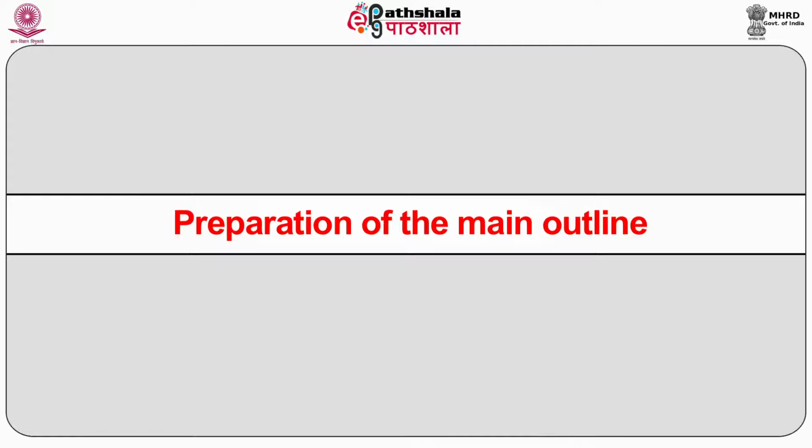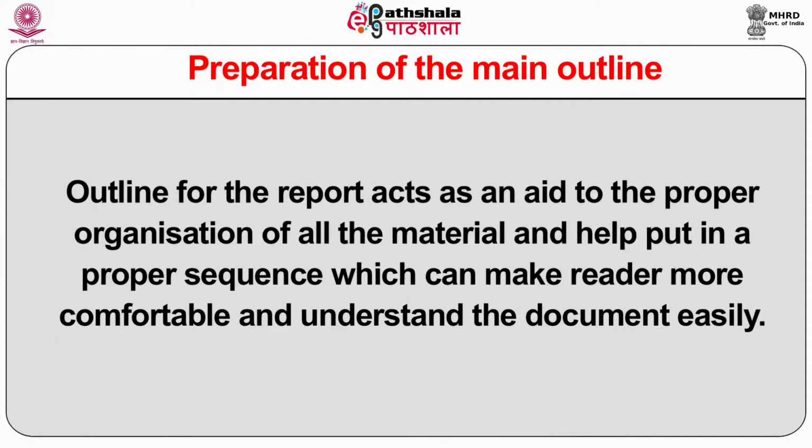Number 2. Preparation of the main outline. Under this step, an outline is prepared for the report. It is a kind of basic framework and structure upon which the whole document, whether in the form of a book or an article, is written. The outline acts as an aid to the proper organization of all of the material and helps put it in a proper sequence, which can make the reader more comfortable and understand the document easily.